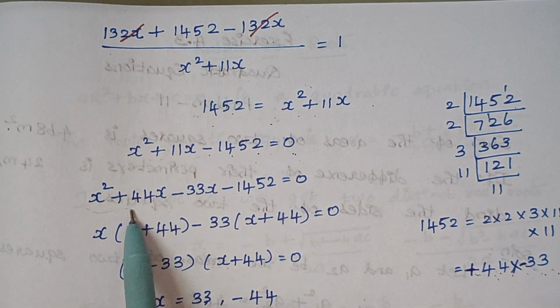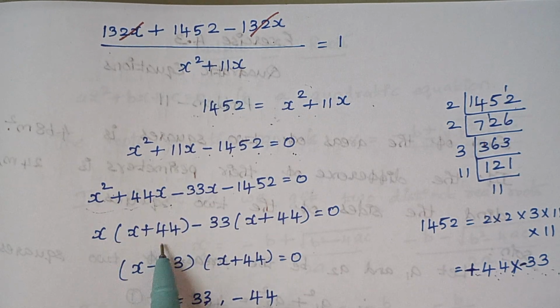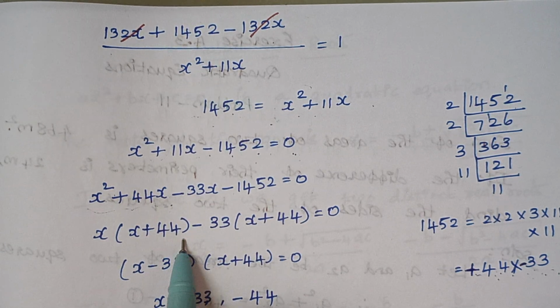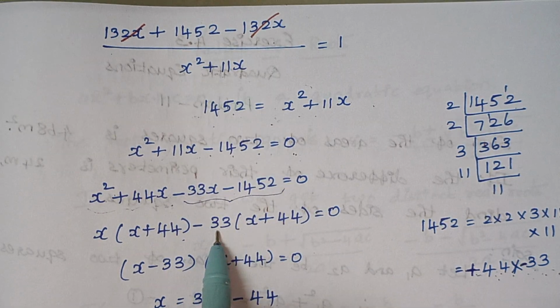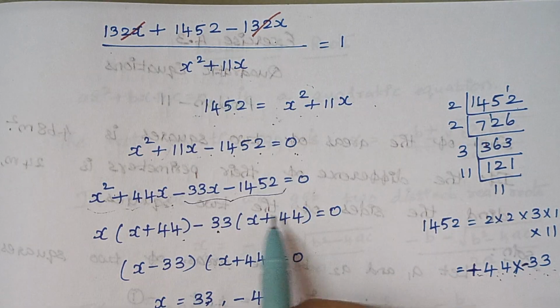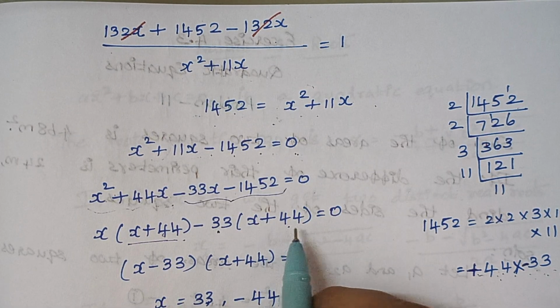So, when you consider the first two terms, we can take x commonly outside. Therefore, the remaining terms are x plus 44. And here when you look at these two terms, we can take 33 outside. Anyway, we need the same term here. Therefore, here it is x plus 44.